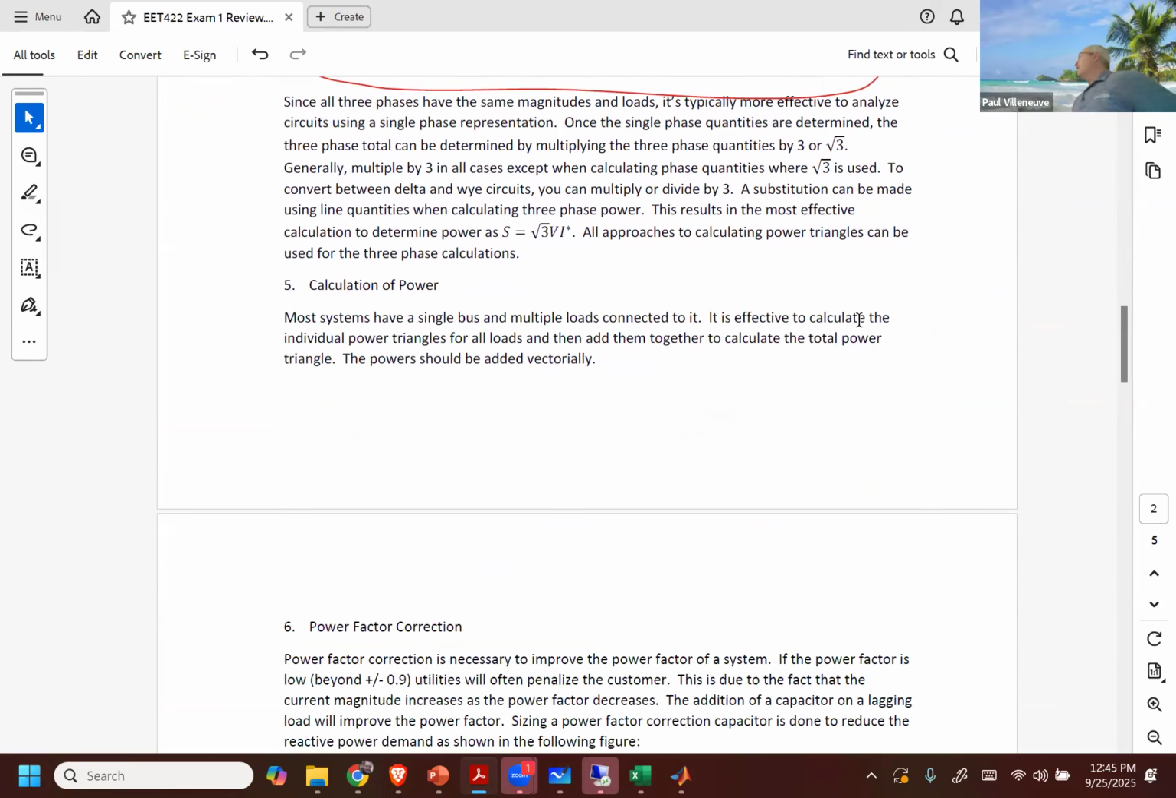Calculation of power. Once you have a system, and it can be an incredibly complicated system, the way to solve this system is all you need to do is just calculate the individual P's and Q's for the system and then add them up algebraically. All the P's will be added together, all the Q's will be added together, and that's how you get your total load on your system. Don't try to calculate I's like doing a KCL equation, because you can get yourself in a lot of trouble if you're not being careful. Just add all the P's and the Q's together, and then it works really, really well.